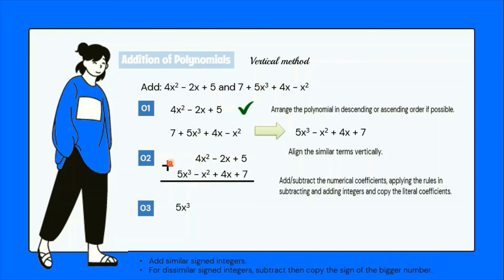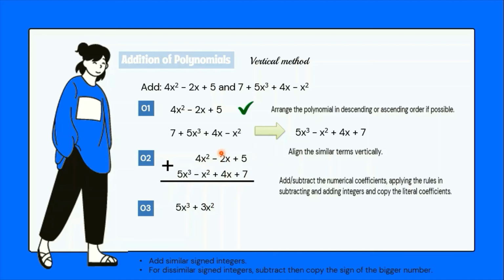Kaya 4 plus negative 1, dissimilar sign integers, kailangan nating mag-minus. 4 minus 1 is 3. At copy the sign of the bigger number, which is positive, kaya ito ay magiging positive 3. Kaya plus 3 kasi positive 3 yung sagot natin. And then copy the literal coefficient x squared. Next, dito tayo sa sumunod na term.